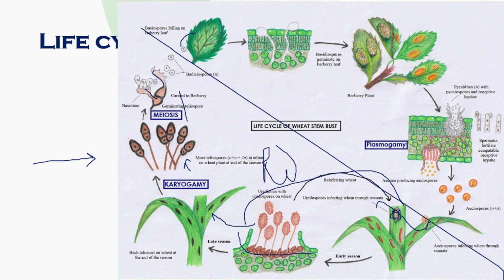In the barberry, this basidiospore will go and infect. For example, if the urediniospore and teliospore fall on the barberry, it will never germinate. Only basidiospore can infect this barberry. Okay, so this is also one of the important points.